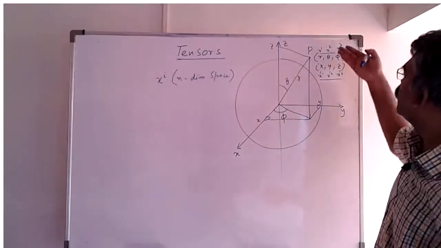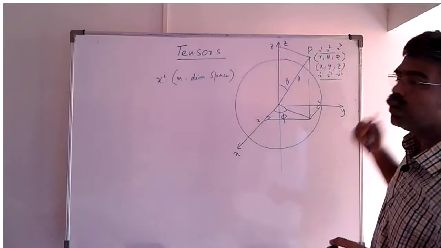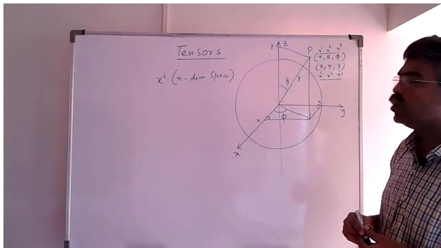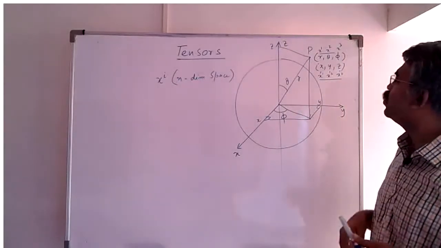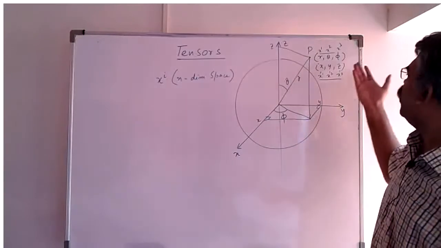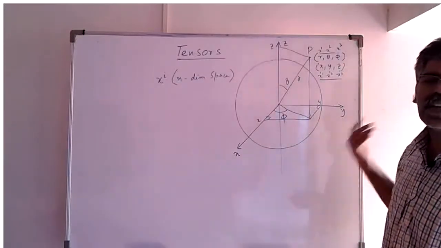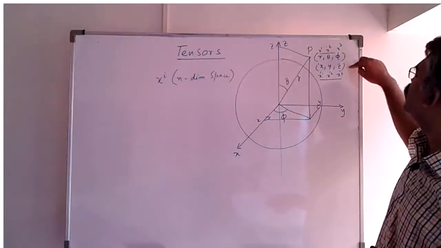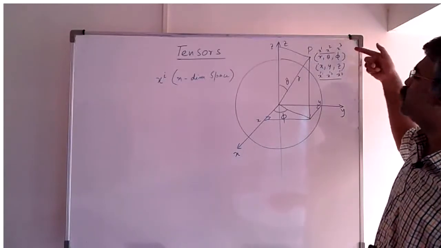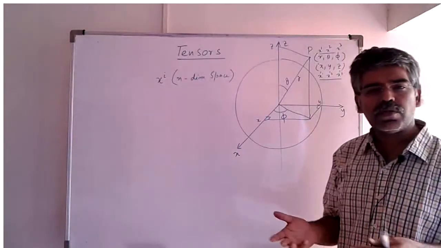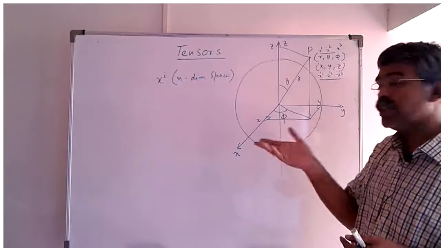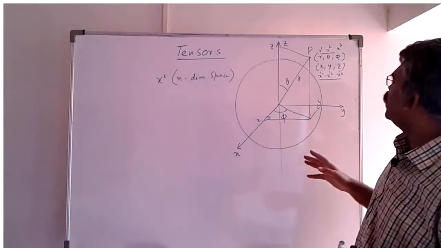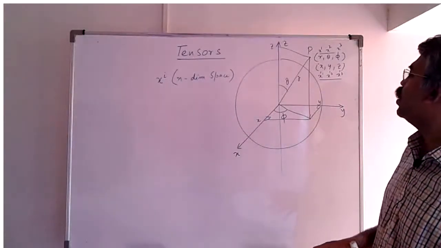But there will be a transformation from this coordinate to this coordinate, from the unprime coordinate to the prime coordinate. Any one you can choose as unprime or prime. It's not a problem. We'll have the transformation. Okay, that we shall be doing. But the important thing is what I was talking about.